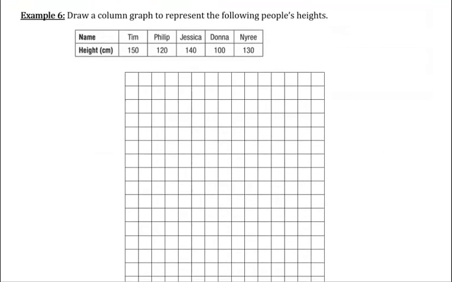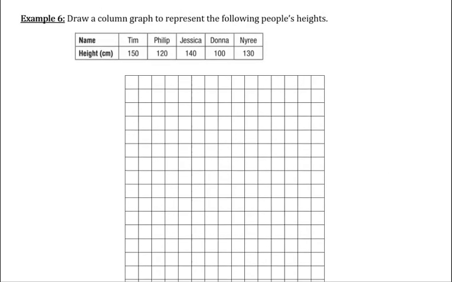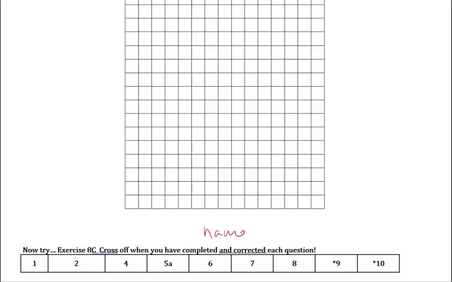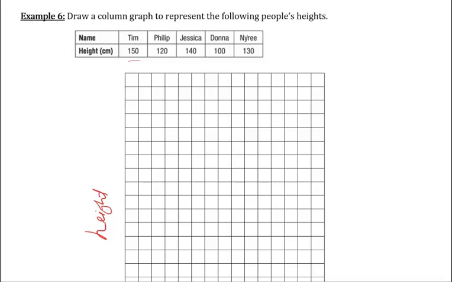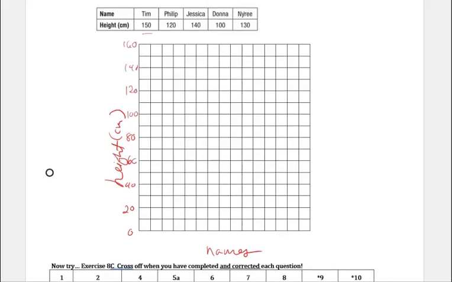Draw a column graph to represent the following people's heights. So we have to make some decisions here. So our heights are up to 150, so we need at least 150 on one side. And how many people do we have? 1, 2, 3, 4, 5. So I would put the names of the people here. We want to put the height, and it's important here because height is in centimeters. I reckon it makes sense to go from 0, and I can do it in 20s. So that's above my highest height. And then for each of these people, Tim's going to get 1, and each of the other names are going to get 1.